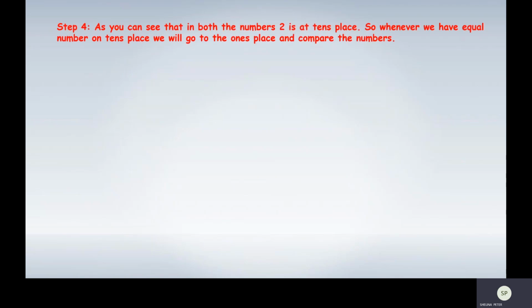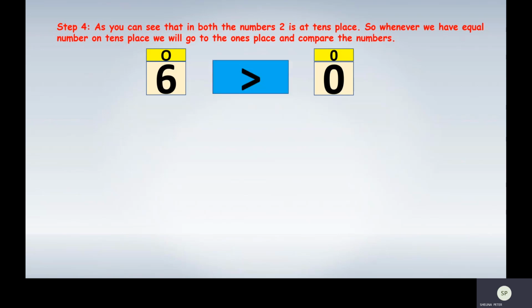Step 4. As you can see that in both the numbers, 2 is at tens place. So whenever we have equal numbers on tens place, we will go to the ones place and compare the numbers. So we have 6 and 0 at ones place. So which number is bigger here? Very good. We have 6 as the bigger number.